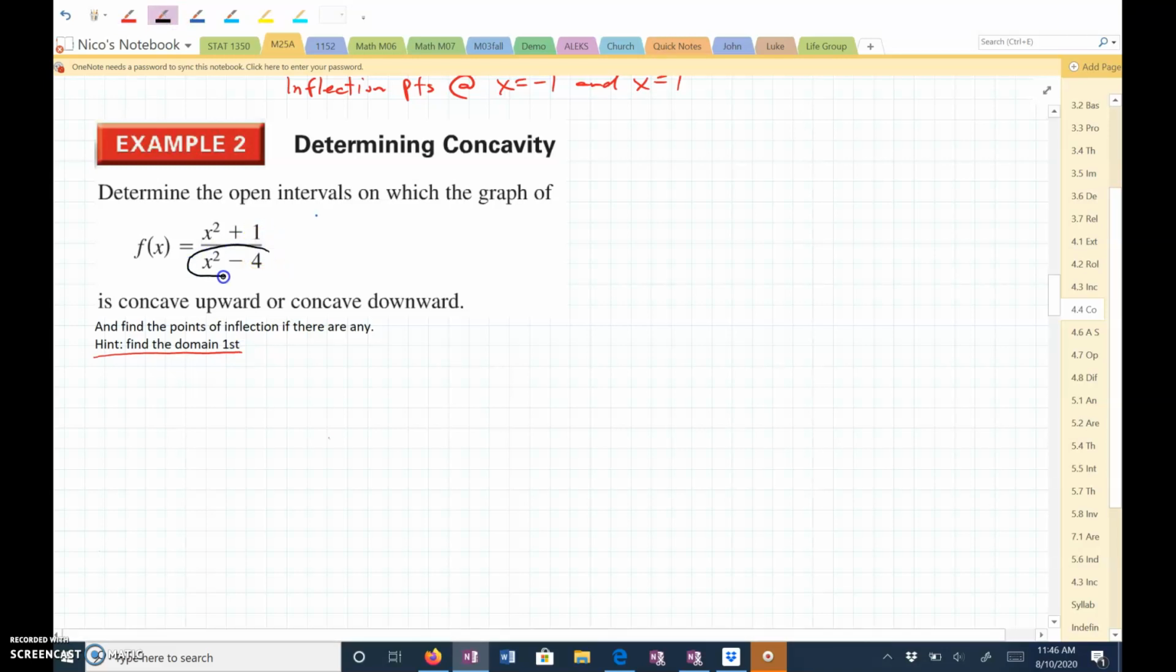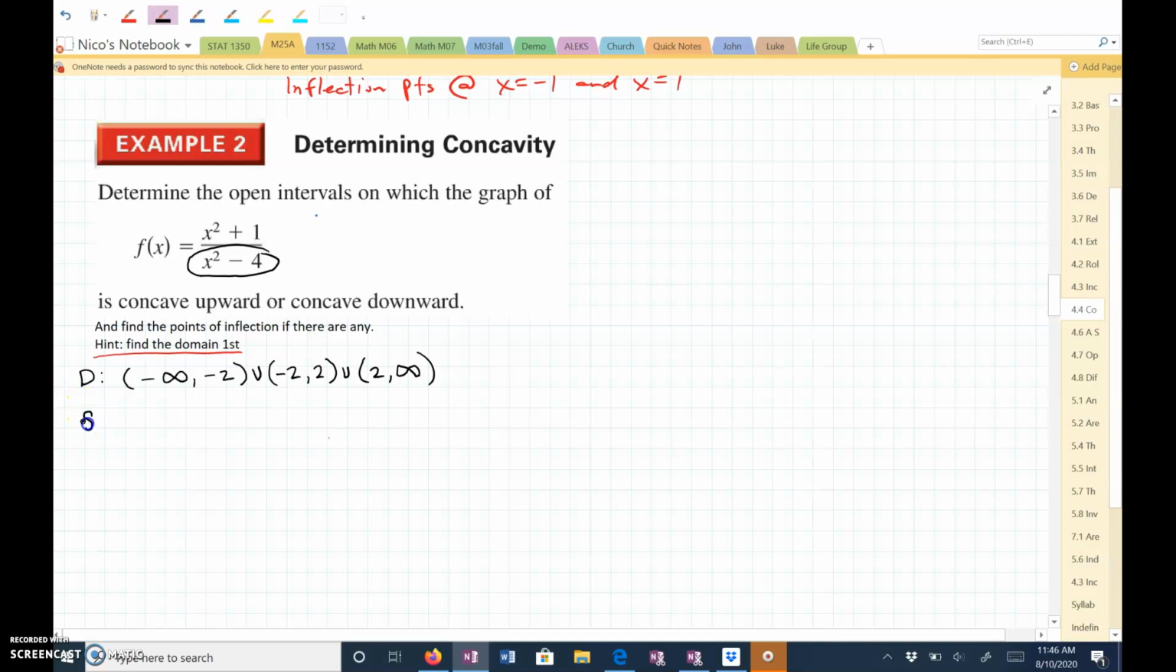So, as long as the denominator is not equal to 0, we're good. So the domain is going to be from negative infinity to negative 2, because if I plug in negative 2 here, negative 2 squared minus 4 would equal 0. Union from negative 2 to 2. Union from 2 to infinity. So again, as long as x is not negative 2 or 2, it meets the demands for the domain of this function.